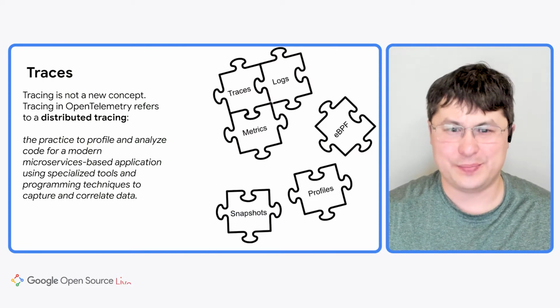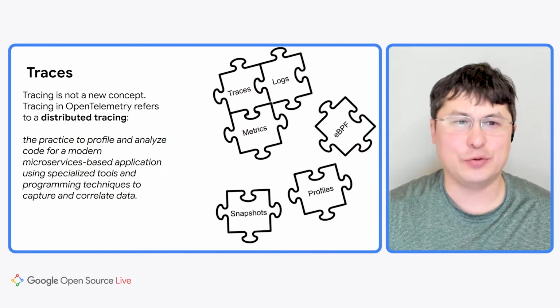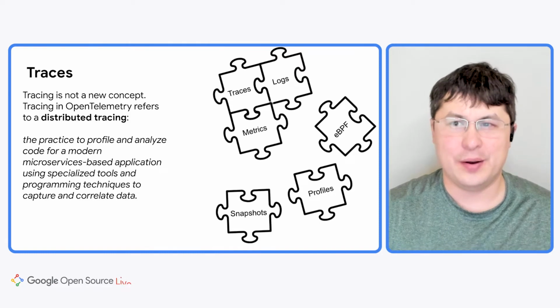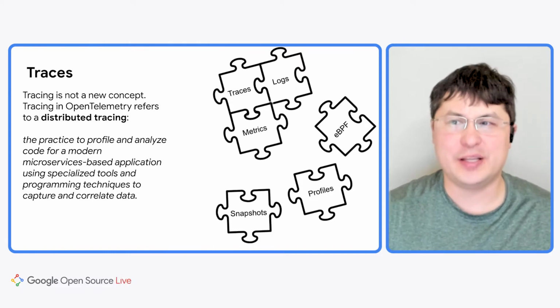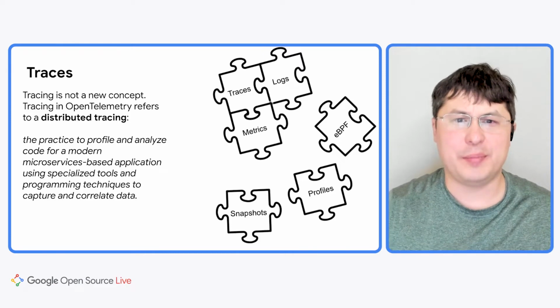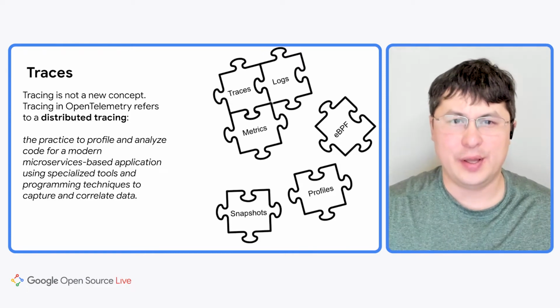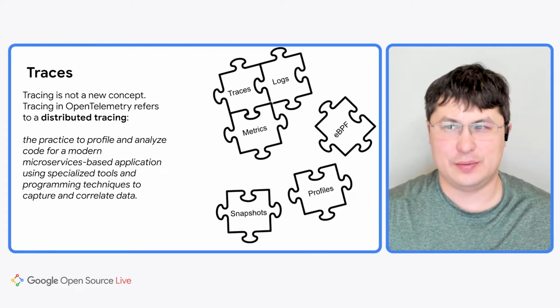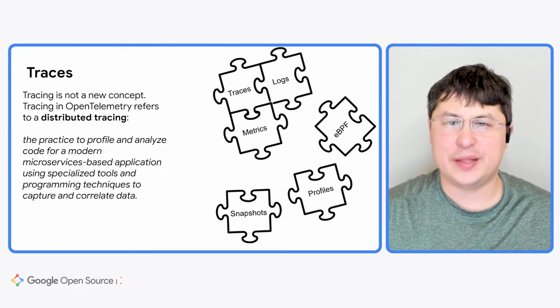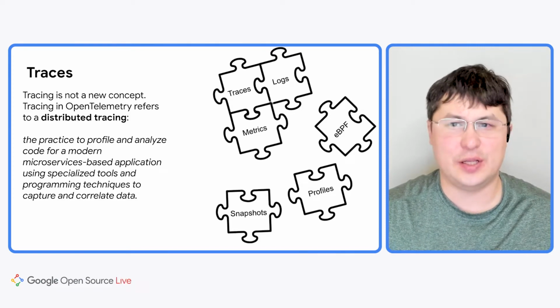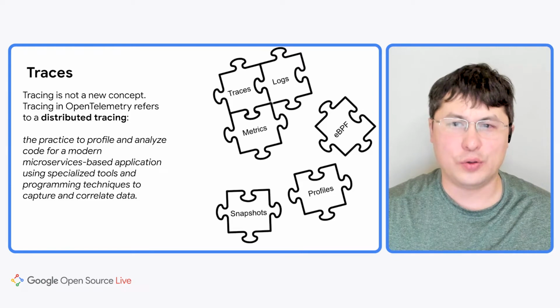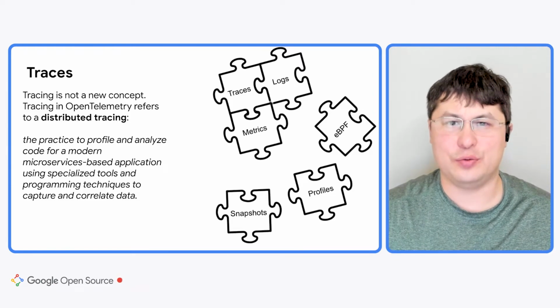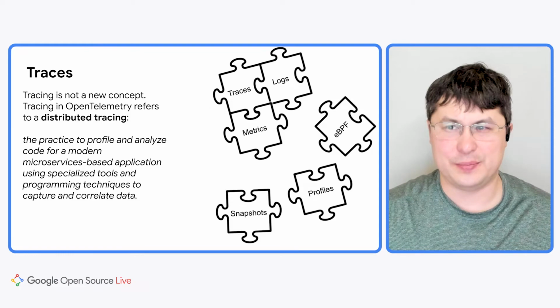So, what is tracing? Before explaining tracing, I want to talk about OpenTelemetry. OpenTelemetry's mission is to enable effective observability by making high-quality, portable telemetry ubiquitous. Observability is this puzzle that you're solving, and OpenTelemetry gives you a lot of telemetry signals to solve the puzzle. Traces, logs, metrics, eBPF, profiles and snapshots in the future. All the telemetry signals helping you to troubleshoot and profile your application.